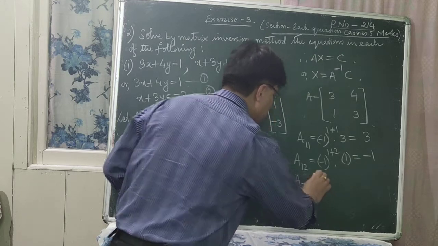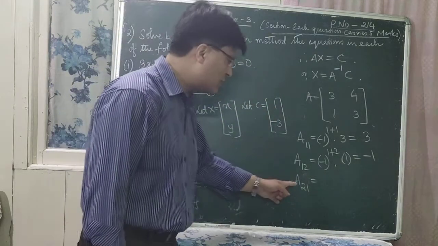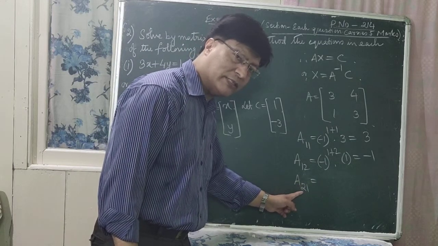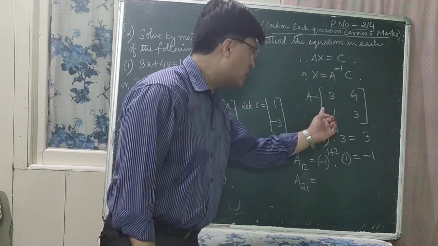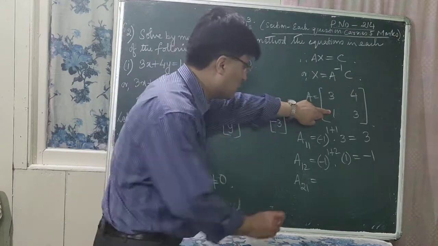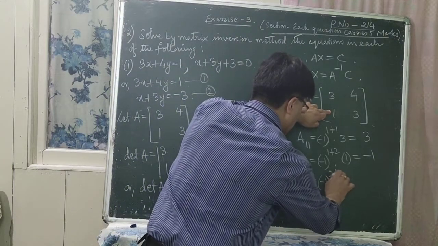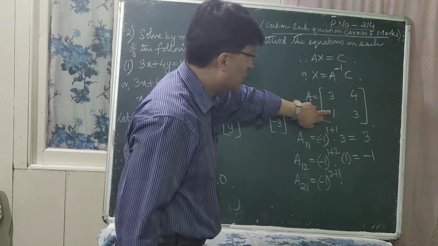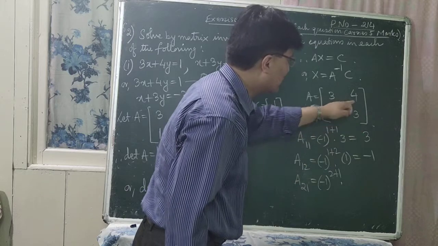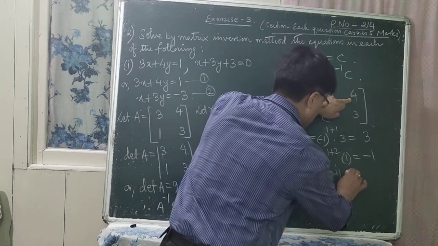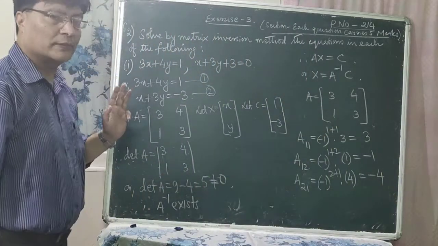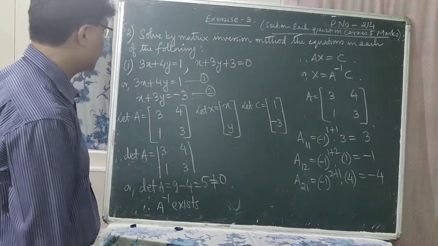Next, A21. That means cofactor of the element belonging to the second row and first column. That means 1. You have to find out the cofactor of 1. Let us write down the sign first. Minus 1 whole to the power 2 plus 1 into, now delete the row and the column through the element 1. That means first column and second row are deleted. What remains? It is 4. So 4, which is equal to minus 4. Is that understood now?